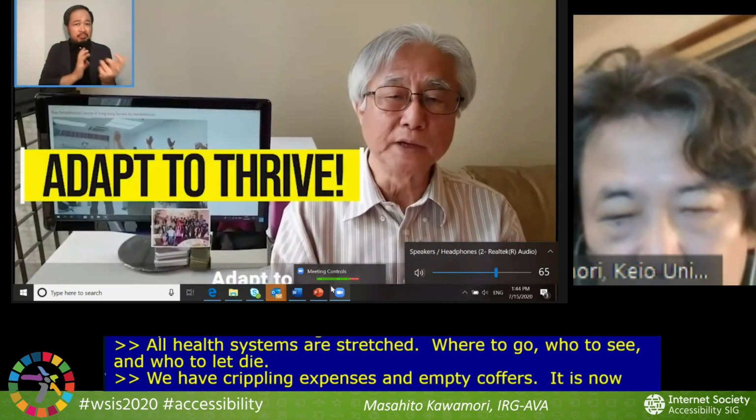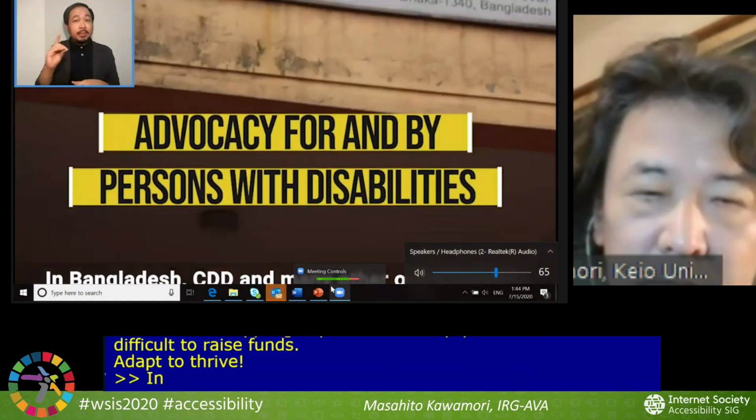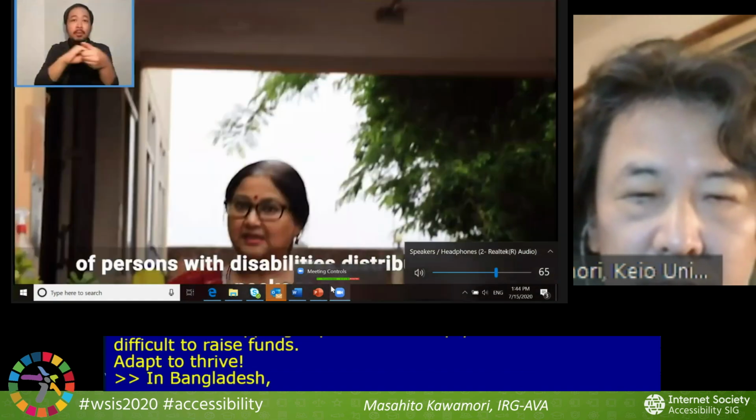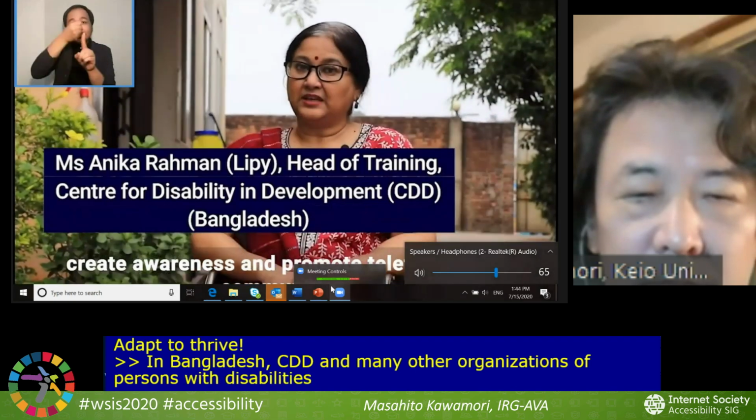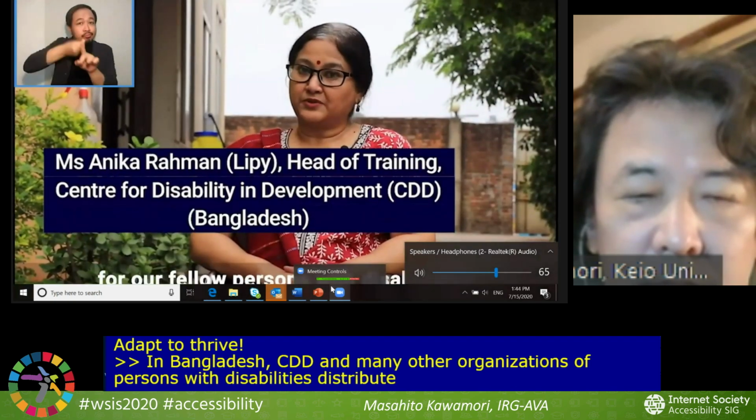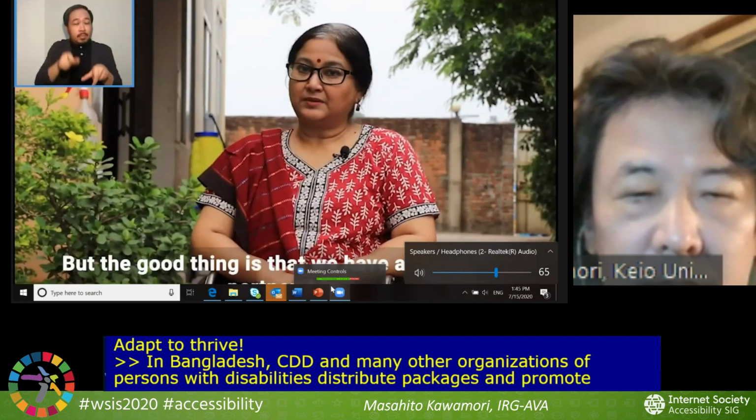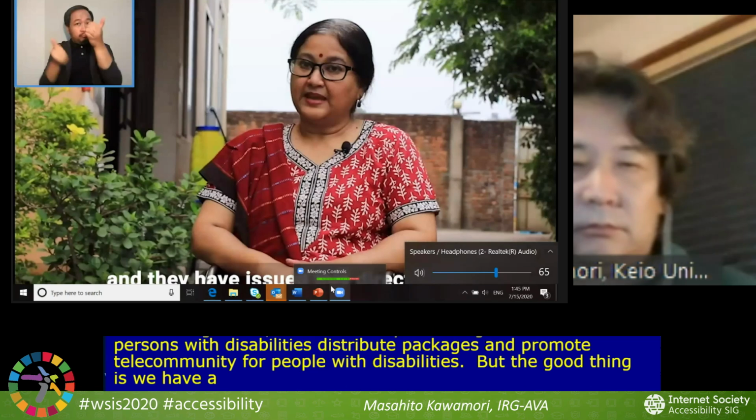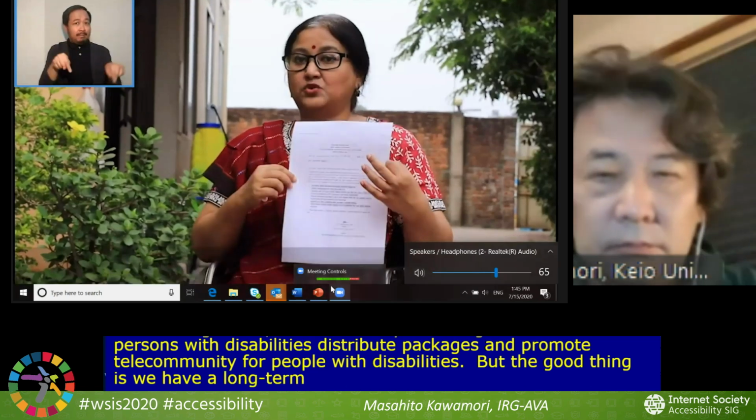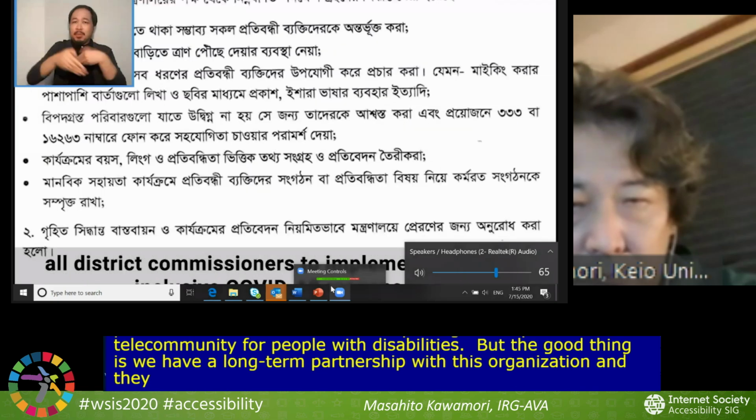Adapt to thrive. In Bangladesh, CDT and many other organizations of persons with disabilities distribute relief packages, create awareness, and promote teletherapy in the community for our fellow persons with disabilities. But the good thing is that we have a long-term partnership with the Ministry of Disaster Management and Relief, and they have issued this directive to all district commissioners to implement disability-inclusive COVID-19 responses.